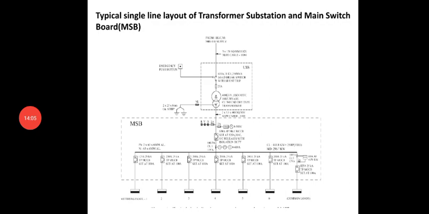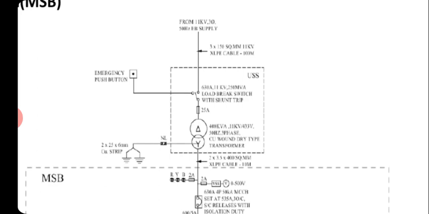Now you just see the typical layout of a single line diagram of a transformer. In the transformer we can have the load break switch, which we call a gang operated switch. Then the fuse, and delta/star. We are connecting the primary of the transformer to the delta because we require only 3 lines, the 3 RYB lines being connected to the delta. And we can see 11 kV/433 volt, 50 hertz, 3-phase transformer.